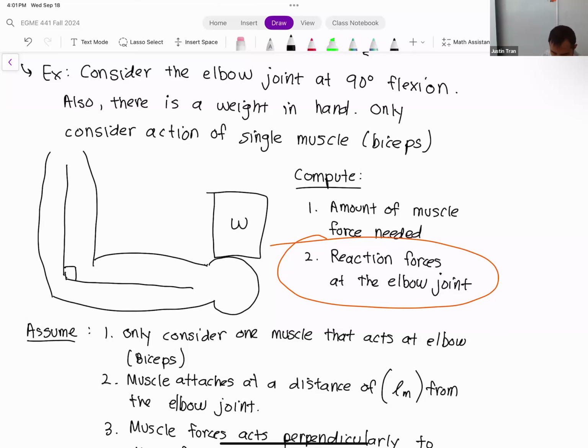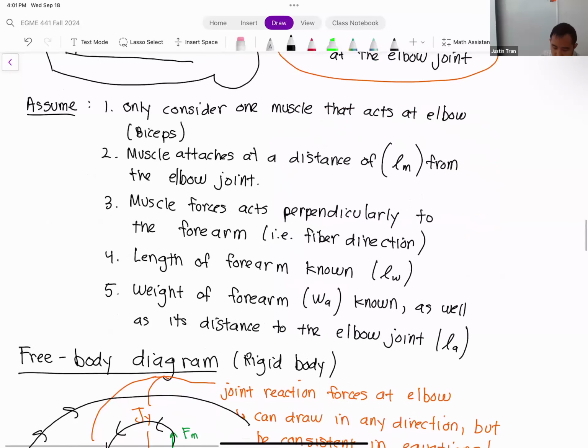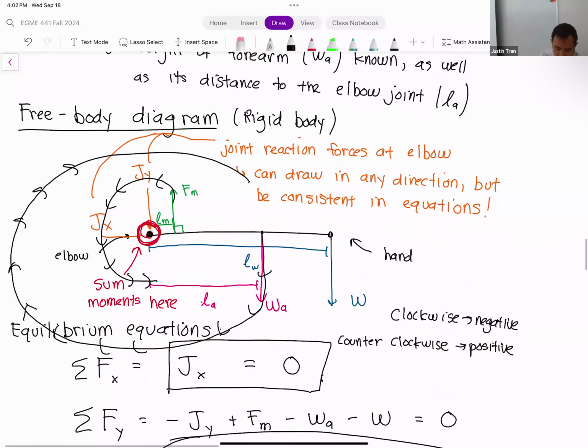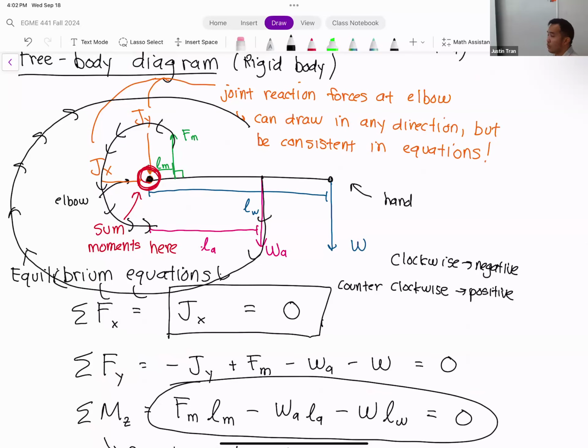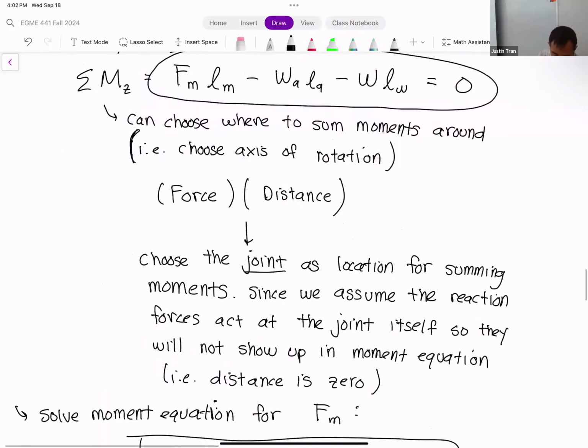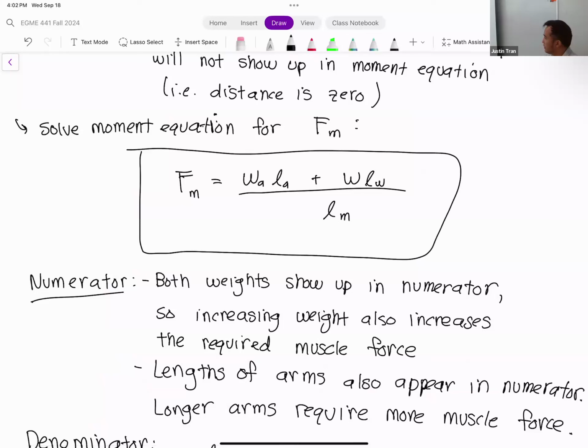Of course, with this came a lot of assumptions, in terms of how many muscles were acting, the moment arm of the muscles, and so on and so forth. Then we went about solving it. The way that we solved this problem was we simply wrote out the equilibrium equations: we summed up all the forces in the x direction, summed up all the forces in the y direction, and summed up all the moments about the joint. And from that, we were able to get this expression here for the muscle force.